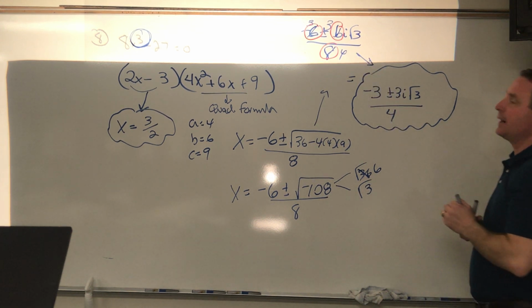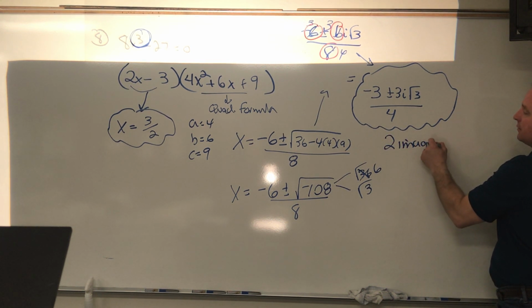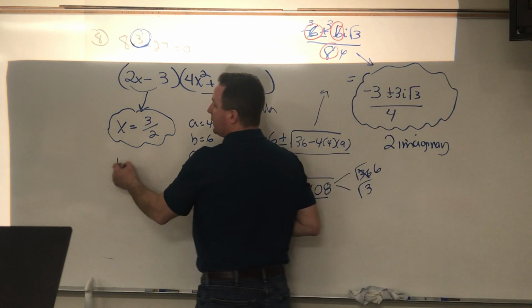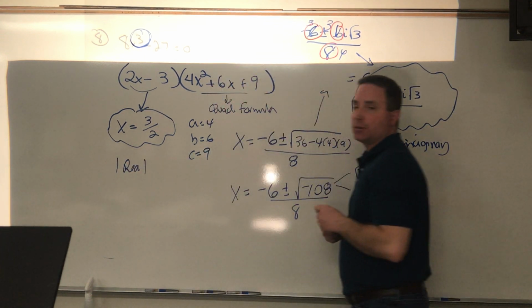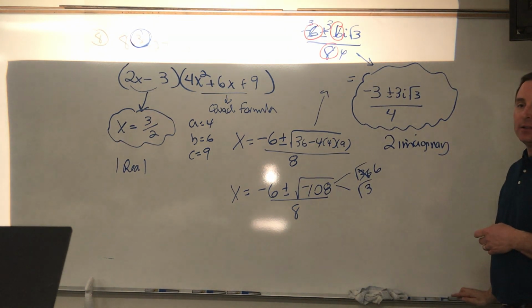Okay, that's where I end up there. This has 2 imaginary solutions because of the i, and this is 1 real solution. Okay, 1 real, 2 imaginaries. Here's number 8.